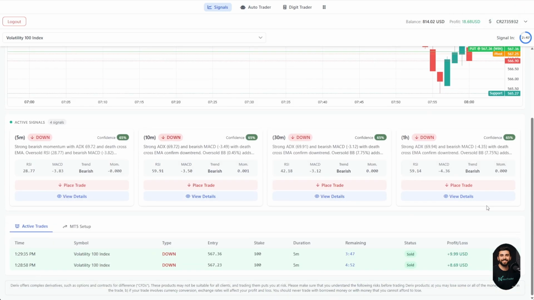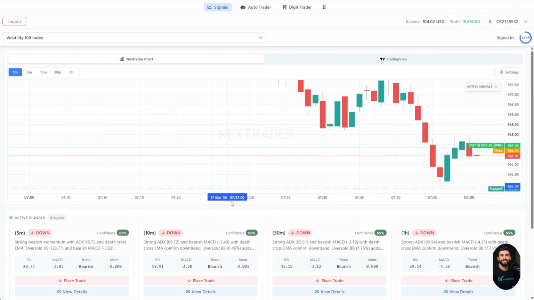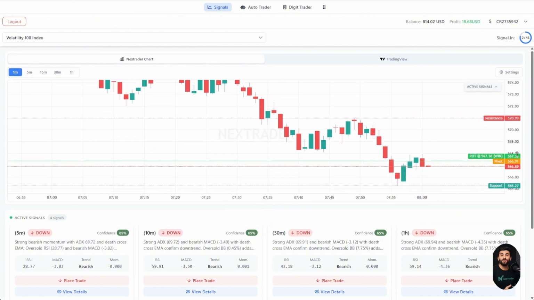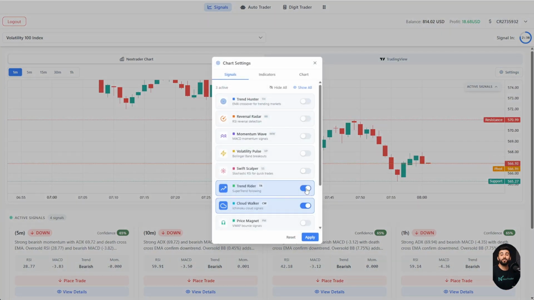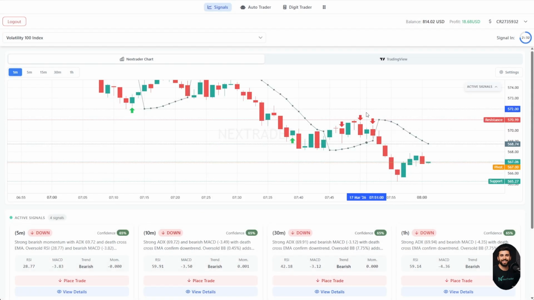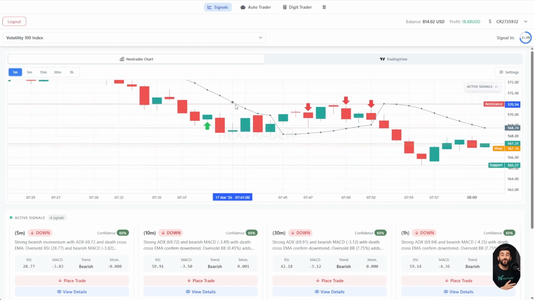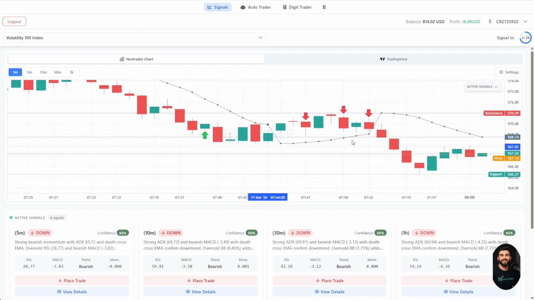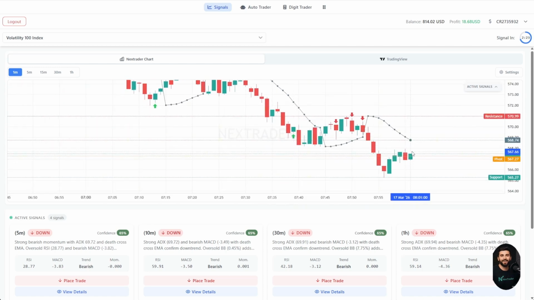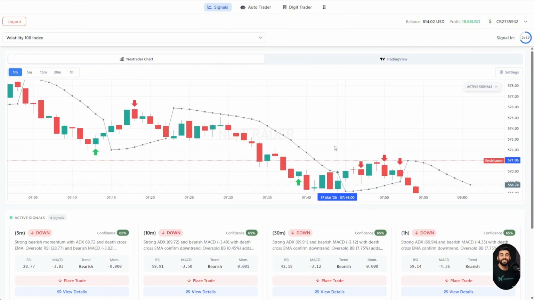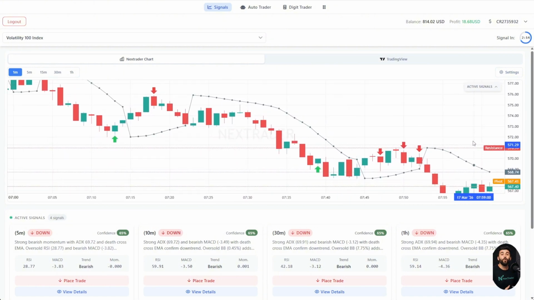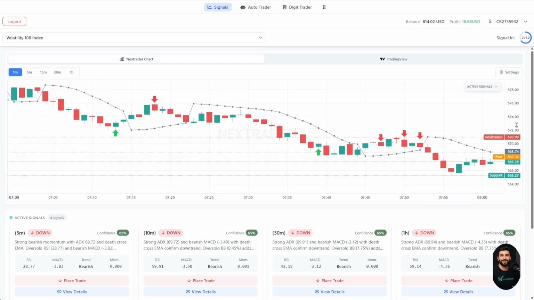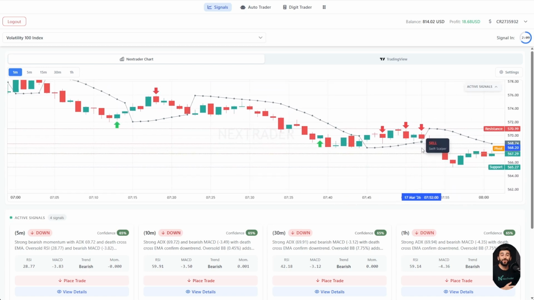Each signal requires agreement from multiple technical sources. We are talking about RSI, MACD, stochastic oscillator, Bollinger Bands, EMA crossovers, swing highs and lows, and candlestick pattern recognition. All of these are evaluated together. A buy signal only appears when the majority confirm a potential upward reversal. A sell signal only appears when they confirm a move to the downside. If the indicators are mixed and there is no clear agreement, no signal is generated. This filtering process significantly reduces noise and false entries.